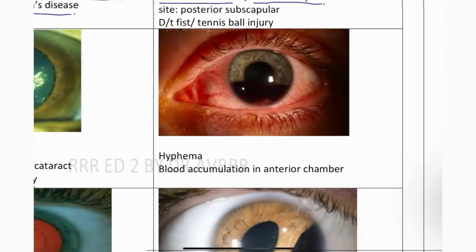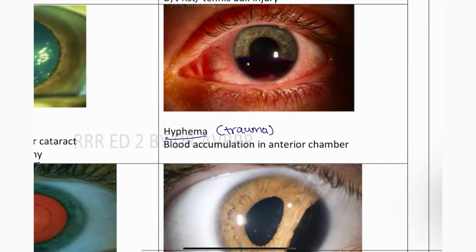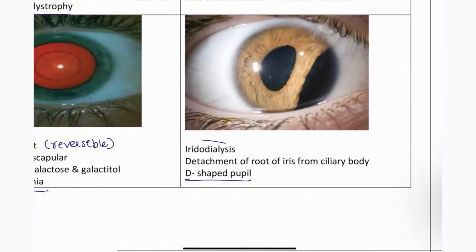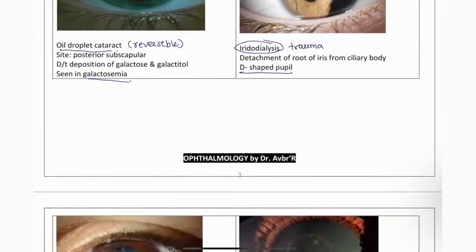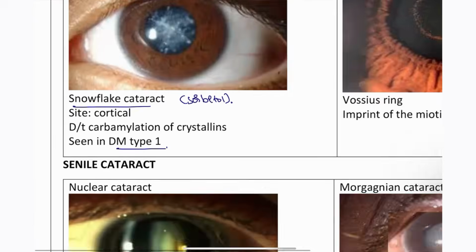Next, another condition: due to trauma, the patient is suffering from hyphema. Here you can see this is the blood accumulation. And this is the D-shaped pupil seen in iridodialysis. Again, due to trauma, the patient is suffering detachment of the iris from the ciliary body. Next, snowflake cataract seen in diabetes mellitus because of sorbitol accumulation.